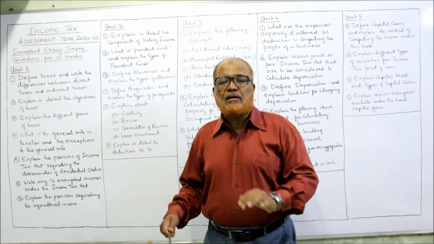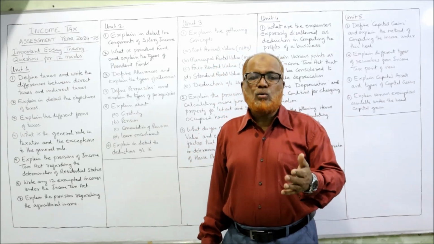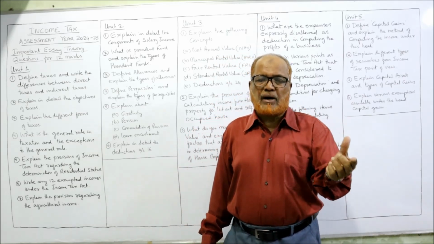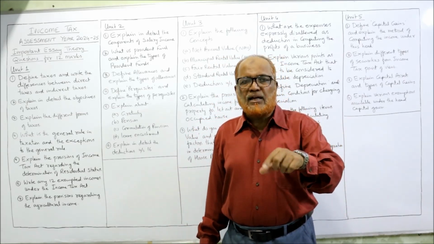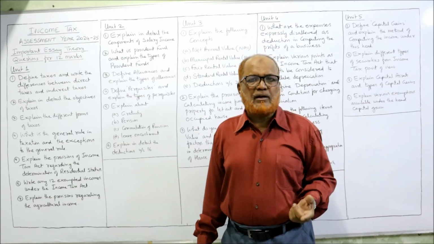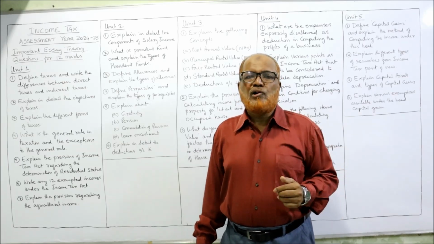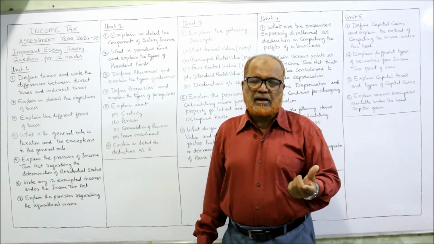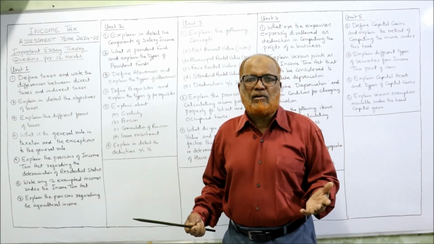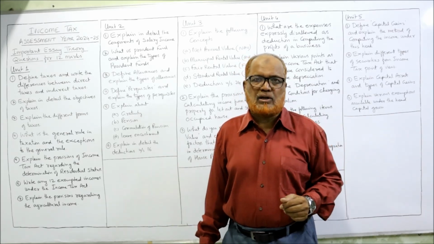Partly taxable and partly exempted: HRA, house rent allowance, partly taxable, partly exempted. Similarly, entertainment allowance, partly taxable, partly not taxable. Similarly, children education allowance and children hostel allowance, partly taxable, partly not taxable.